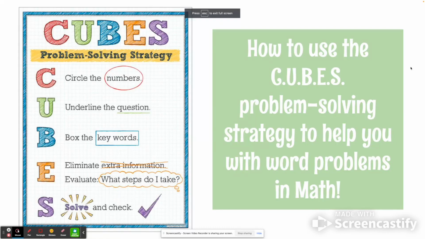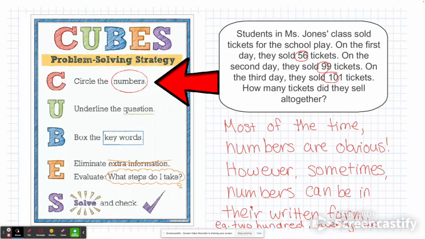Friends, Miss Taylor here. Today in math, we are going to be talking about the C.U.B.E.S problem solving strategy. And this problem solving strategy will really help you with strategies and steps in order to solve word problems in math, not only this year, but all the years to come as well. So let's get into it.